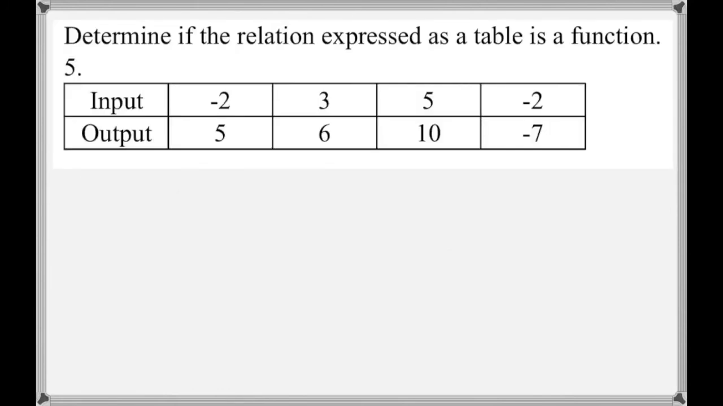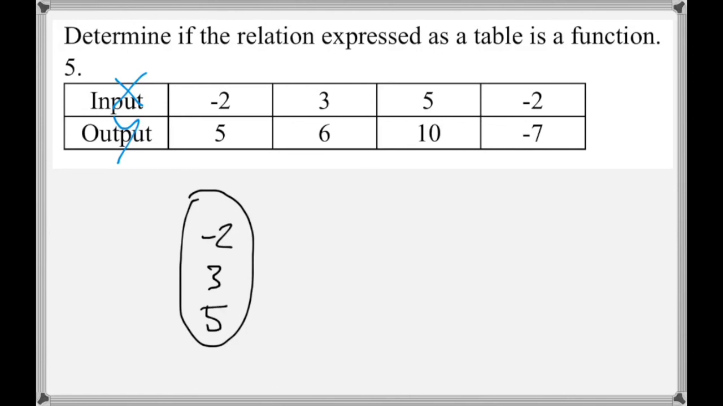And then lastly, looking at number 5, which is a table, it says determine if the relation expressed as a table is a function. So these are actually the same numbers as number 1. They're just expressing it as a table. So it's like this is our x values, these are our y values. So you may see it expressed like this. And it's really the same mapping because it's the same numbers as number 1. But I'm going to do it anyway.